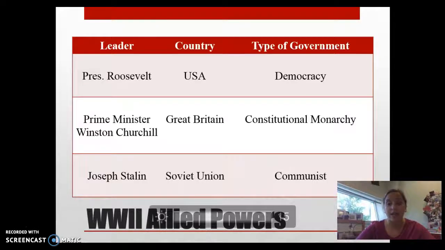Joseph Stalin is the Soviet Union leader. Remember, Russia has fallen during the Russian Revolution in 1918, and right now Russia is known as the Soviet Union. It becomes an entire new country. So Joseph Stalin is the head of that, and we know that the Soviets are communist.